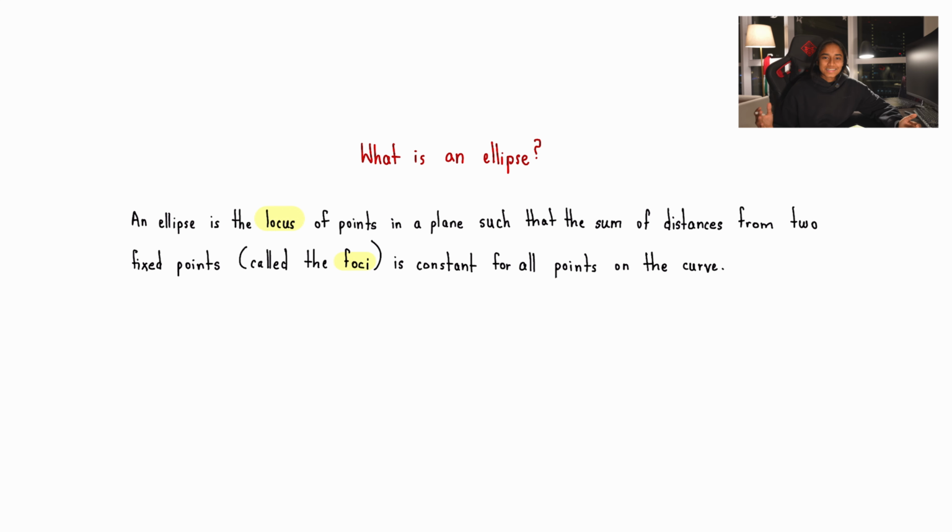Alright, so now we had a little fun demonstration about ellipses. We are going to get into the more mathematical aspect. And again, what is an ellipse? An ellipse is the locus of points in a plane such that the sum of distances from two foci, which are the fixed points, is constant for all points on the curve, as shown in the demonstration before.